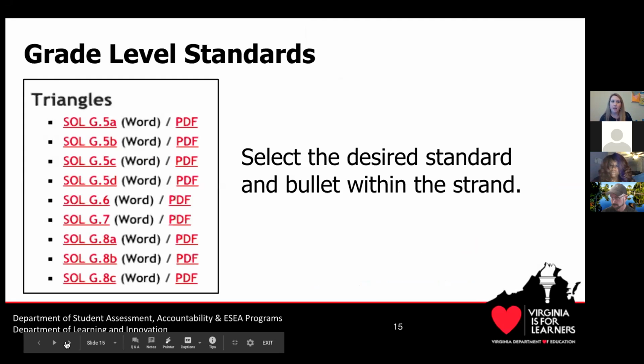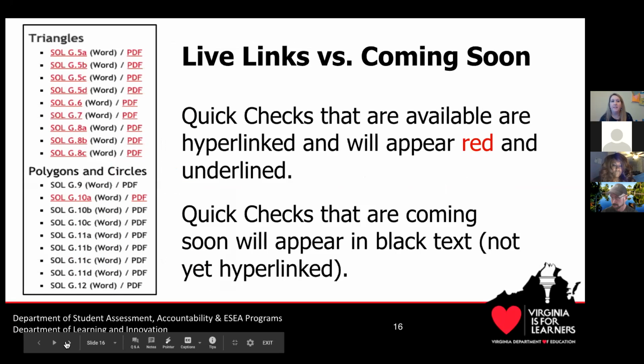And then, like we've talked about, every standard is there in each bullet. So you can see for G.5, there's an A, a B, a C, and a D. So every bullet has its own quick check, its own set of problems that you can use. Okay, and then you can see some of them are already available, right? Anything that's in red is hyperlinked, it's ready to go. You can access the Word version or the PDF version, okay?